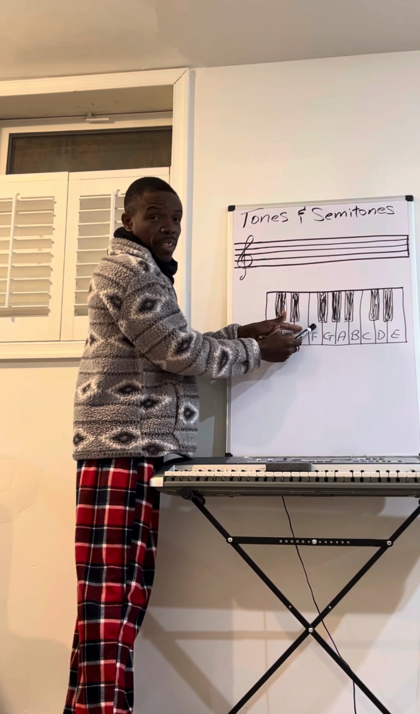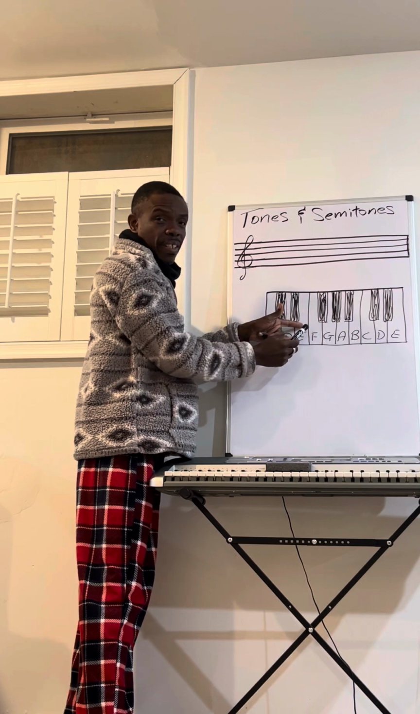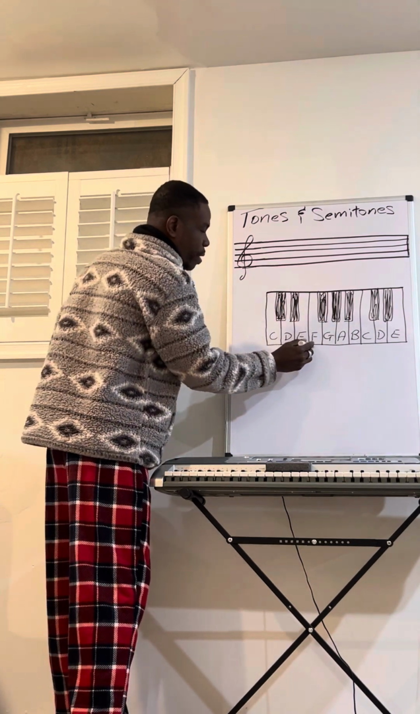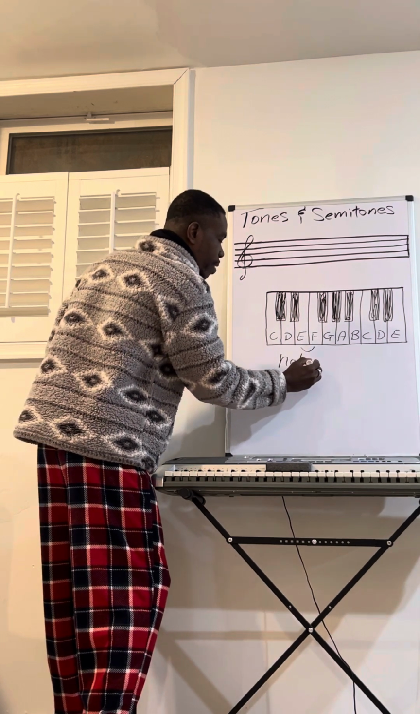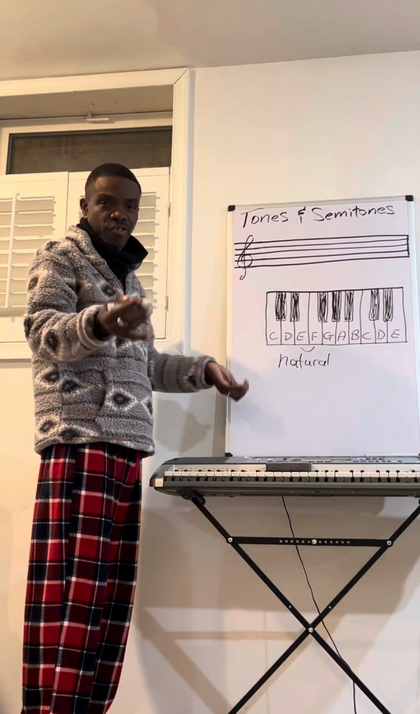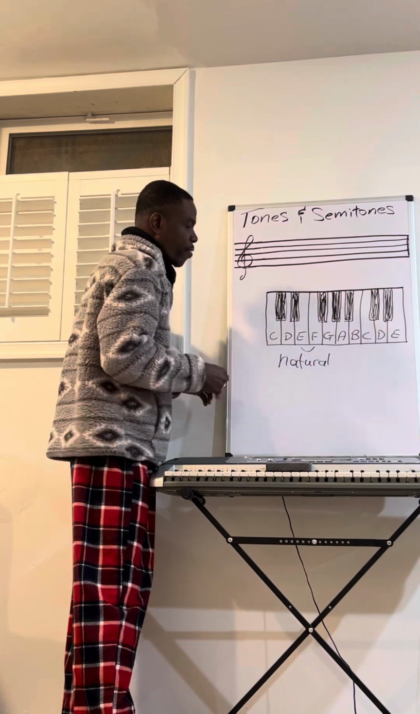E to F is what? It's a semitone because it's one movement. There's no black key between. So E to F is where we find a natural semitone, right? That's a natural semitone because that's how the keyboard is made, naturally. So that's a natural semitone, E to F.